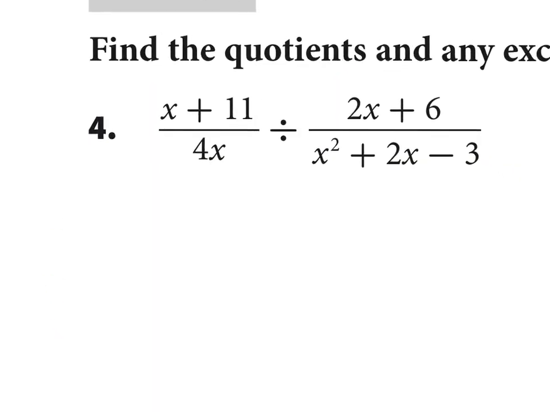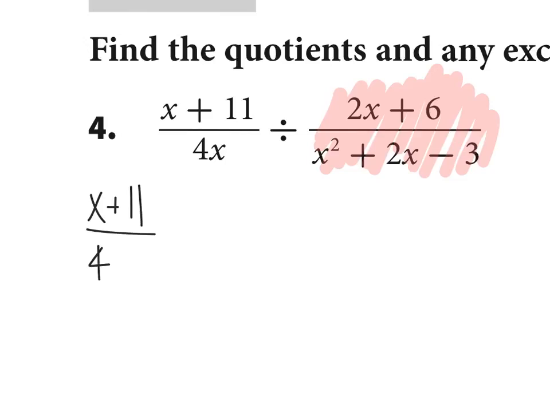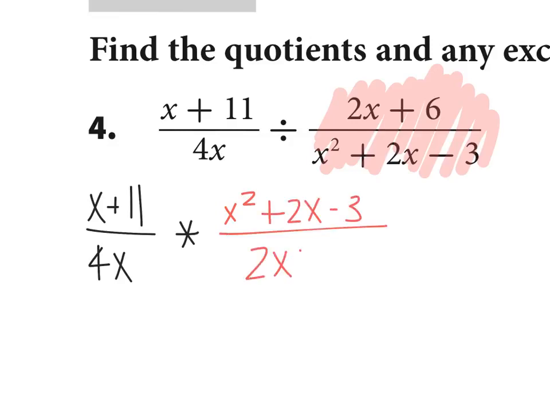Okay, so problem 4 at the bottom of this page. We have x plus 11 divided by 4x, divided by the fraction 2x plus 6 over x squared plus 2x minus 3. So what's the first thing we need to do? Flip the second one. So we're going to reciprocate the 2x plus 6 over x squared plus 2x minus 3. So we still have x plus 11 over 4x times x squared plus 2x minus 3 over 2x plus 6.